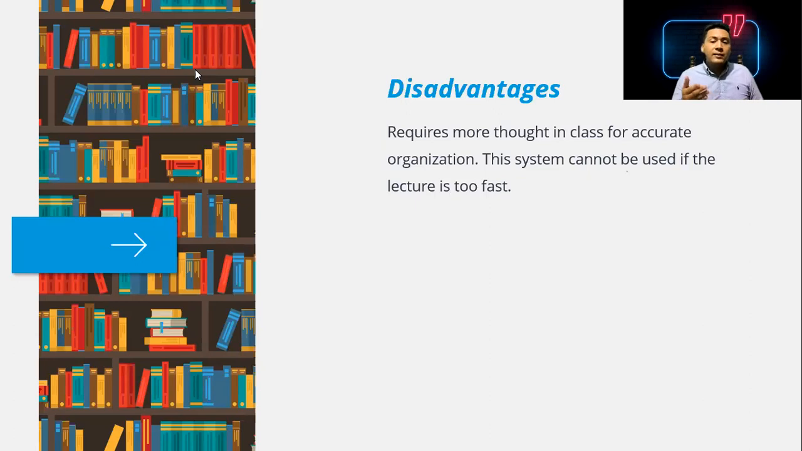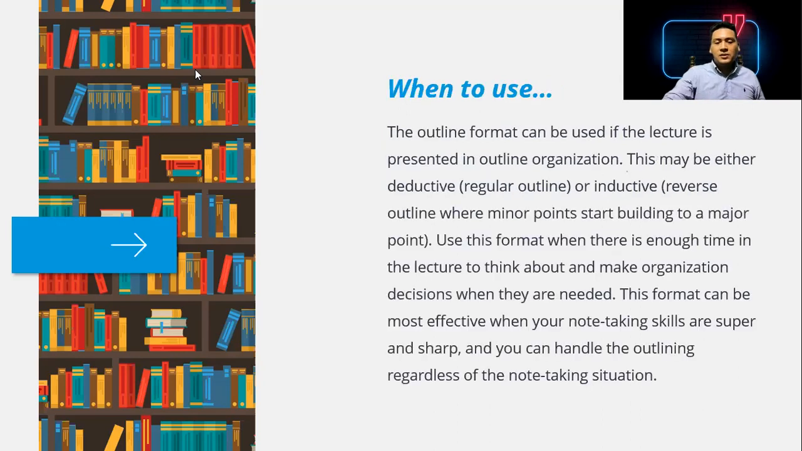Now, it says this system cannot be used if the lecturer is too fast. So if the speaker, the person who is talking and giving the speech, is talking too fast, you are not going to be able to use this method. Why? Because you need to analyze everything. You need to think about that. So those are the disadvantages.